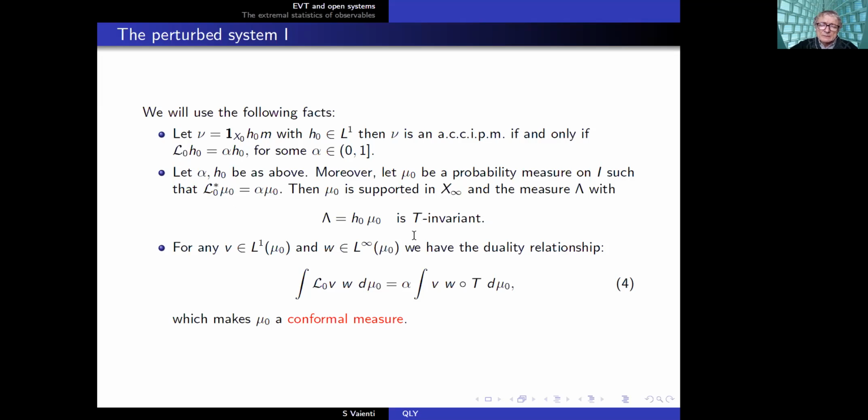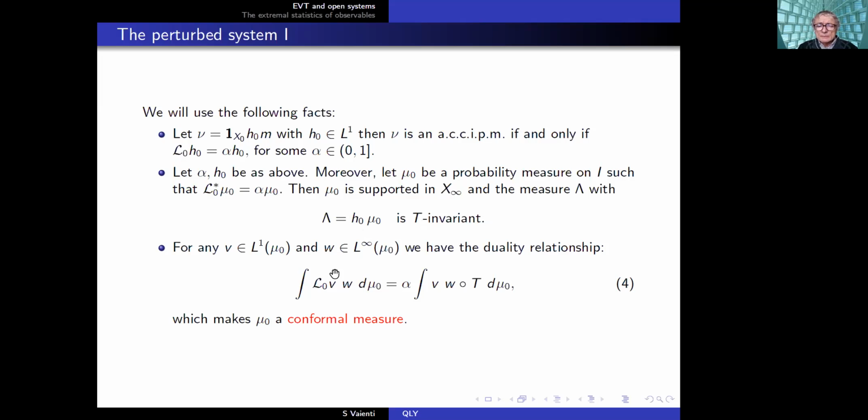Okay, the points could disappear in the hole, of course, but a few of them will stay in the interval. These points which stay in the interval will sit on the surviving set, and the dynamics on this surviving set will be invariant with respect to this measure lambda. And this measure lambda is constructed just in this way, looking at the eigenfunction equation for the operator and its dual.